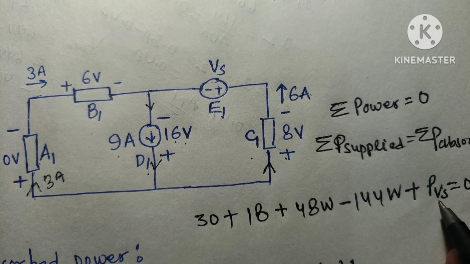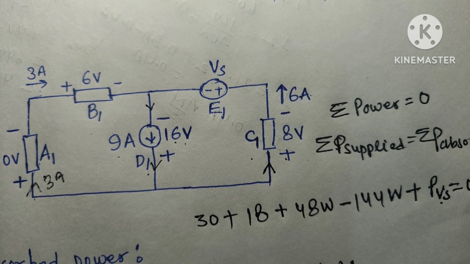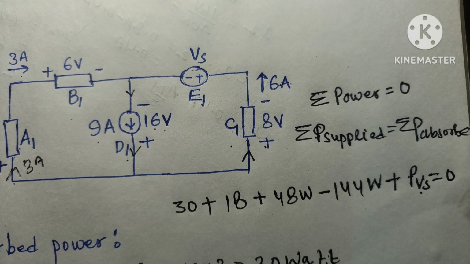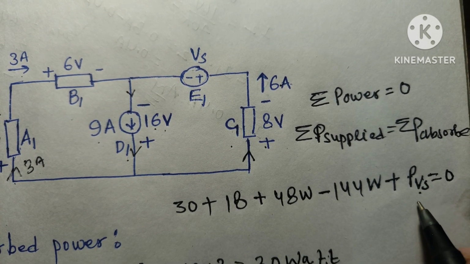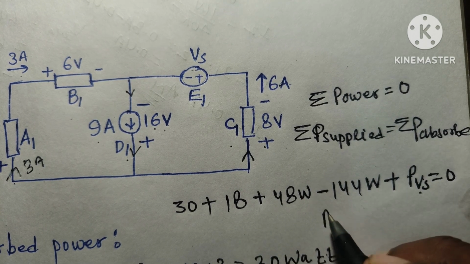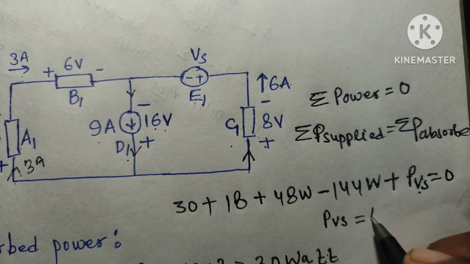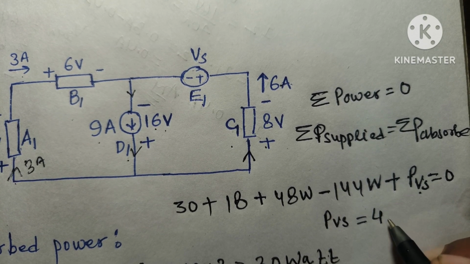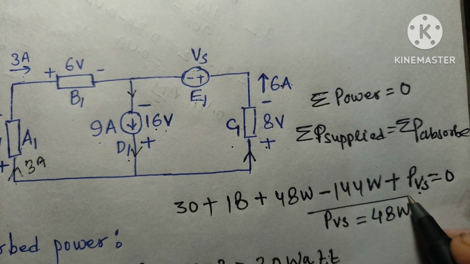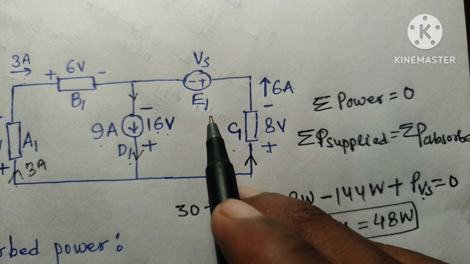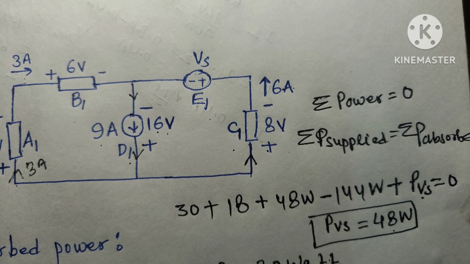So we can find the power absorbed by the Vs source, then PVs can be calculated from here, and that is equal to 48 watt. So this element E1 will absorb power of 48 watt. So we can solve by using the power supplied or absorbed method in a circuit. Sometimes it is asked in the examinations.